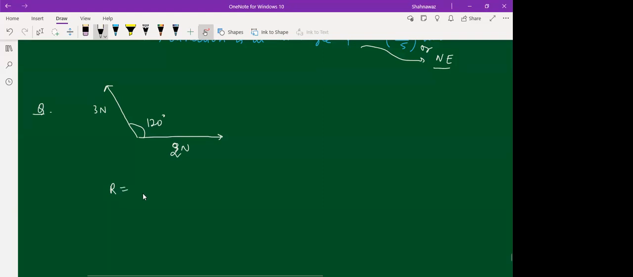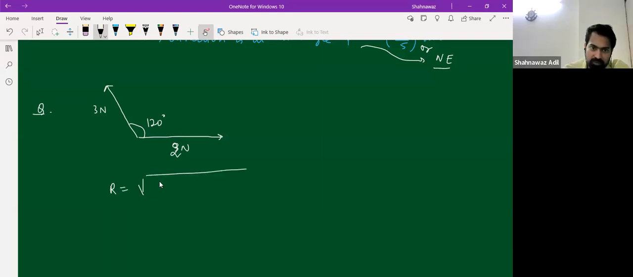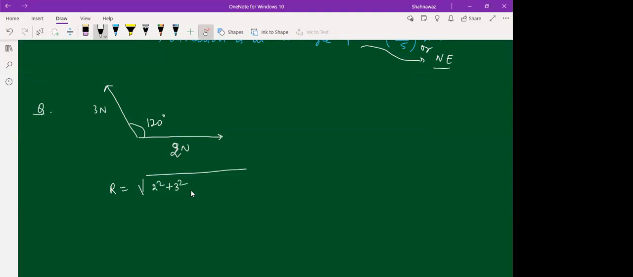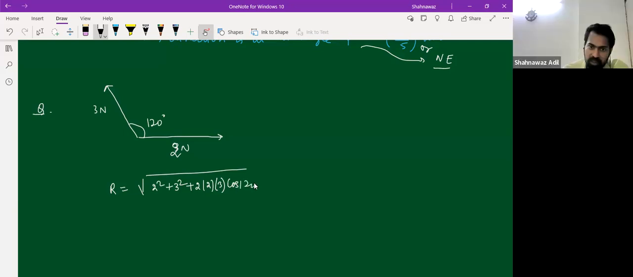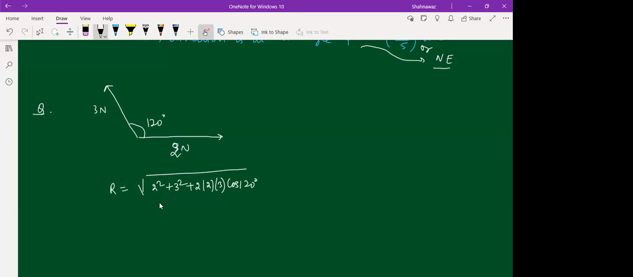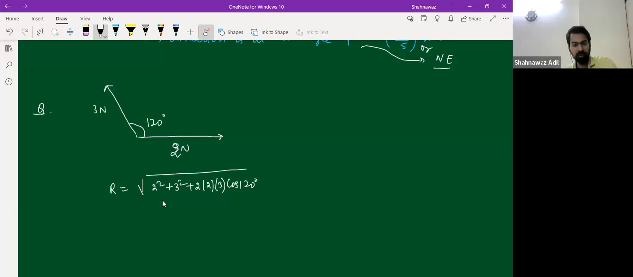2 square plus 3 square plus 2 into 2 into 3 cos 120. Yes, correct. 60 into 60, 60 plus 60, right? 60 degree plus 60 degree, 120. So that is 60 plus 60, but we calculate the angle of the cos above.